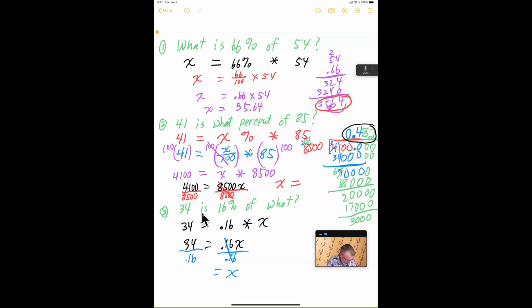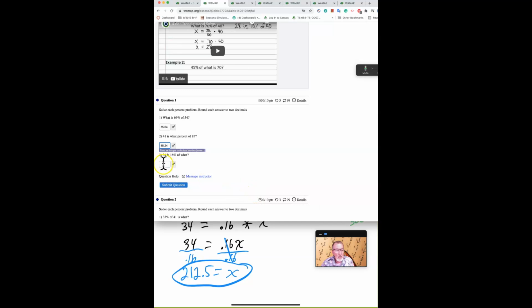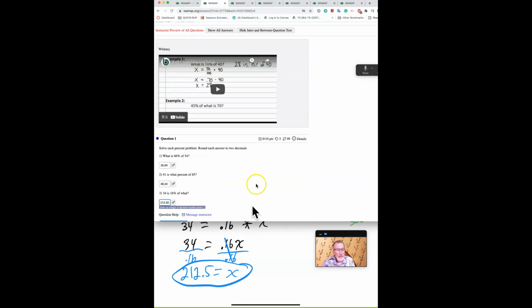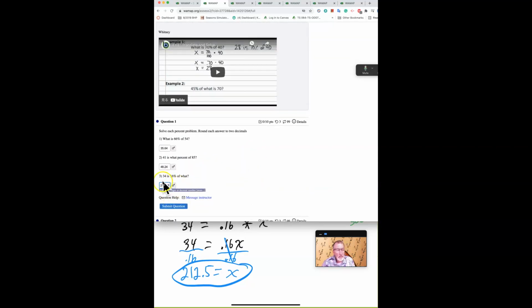So 212.5. Now it looks like it was even. 212.5. So our answer here, and we'll just add a 0 to make it 2 digits long. 212.50. So you can see this is roughly 200% is double, and 34 is more than double 16.